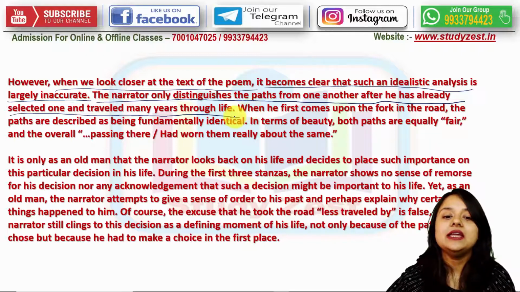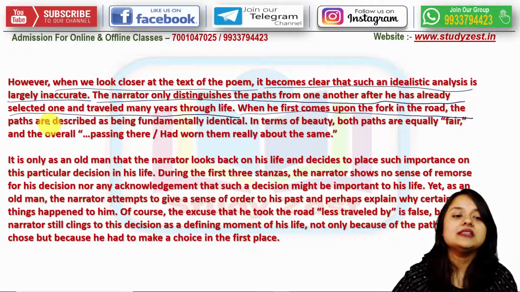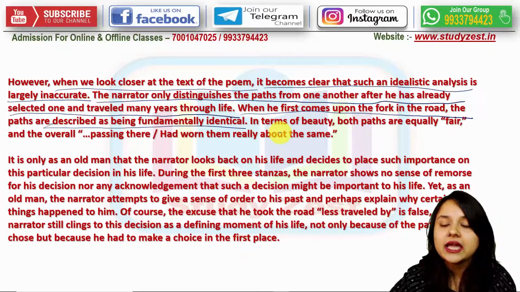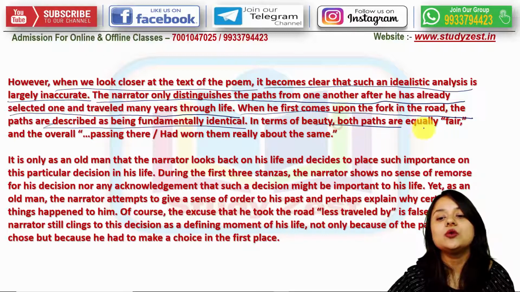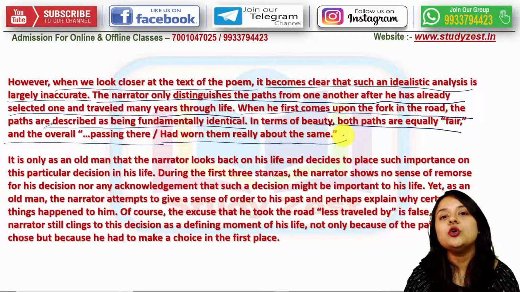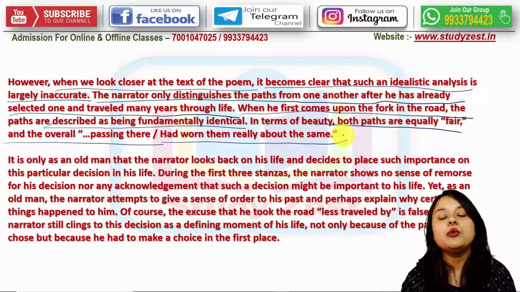And he first comes upon the fork in the road. The paths are described as being fundamentally identical. So in terms of beauty, in terms of looking at them, the roads were equally fair, and overall passing there had worn them really about the same. So although the poet thought that he is taking a more difficult path, actually in practicality both roads were quite similar looking.